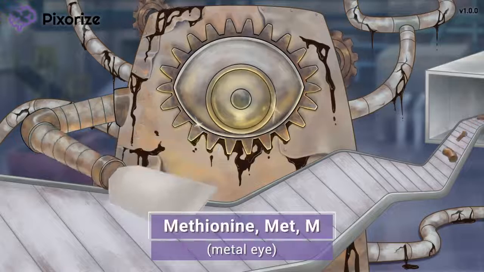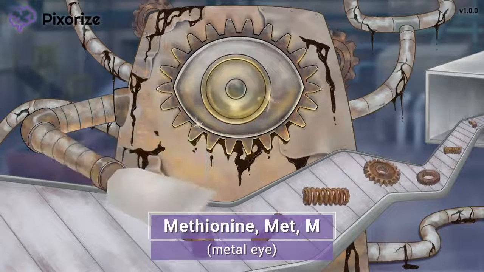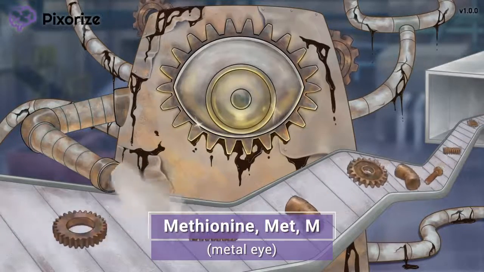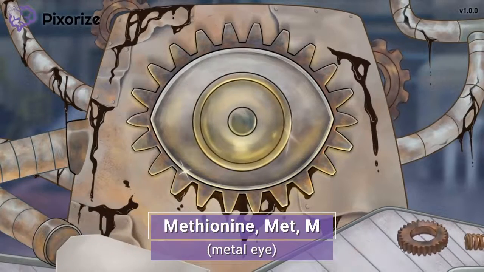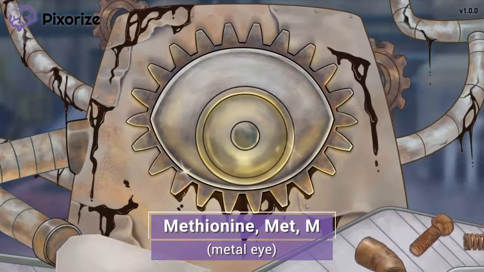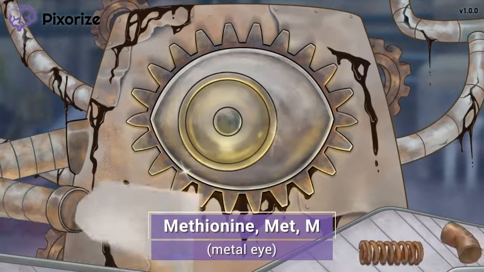It's the year 3000, and we've come across an old, rusty robot sorting through recycling at a junkyard. Cool! Check out this robot's giant metal eye. This metal eye is our symbol for methionine. Get it? Metal eye for methionine?